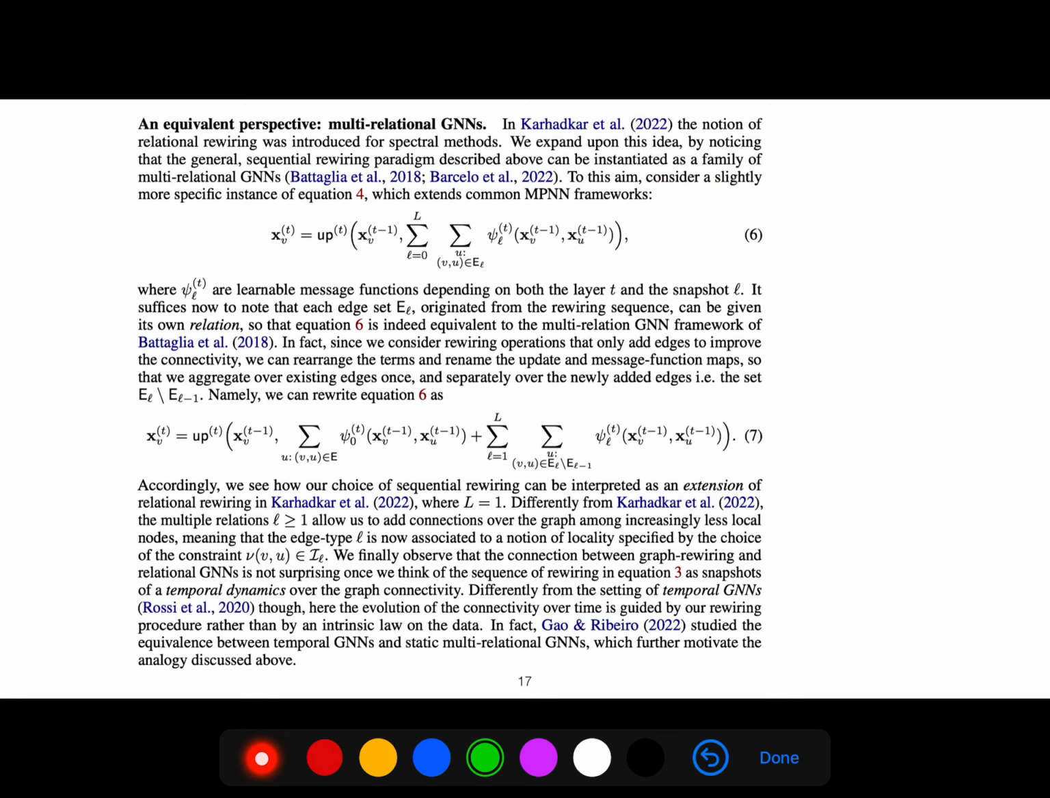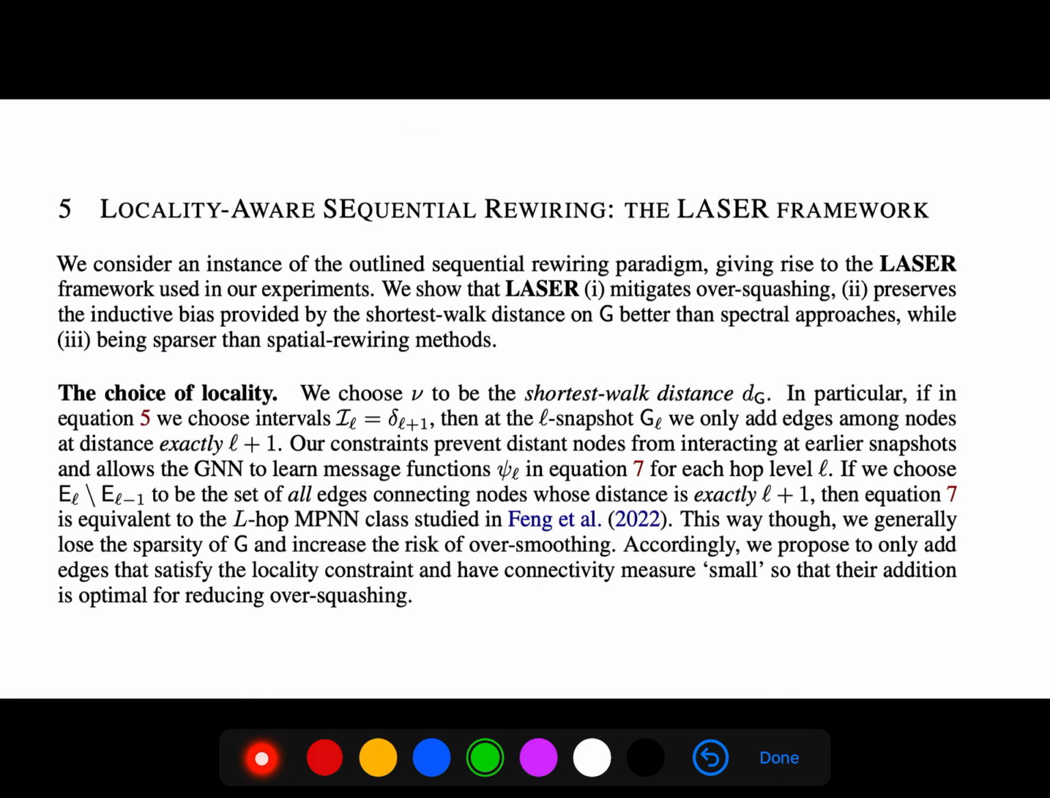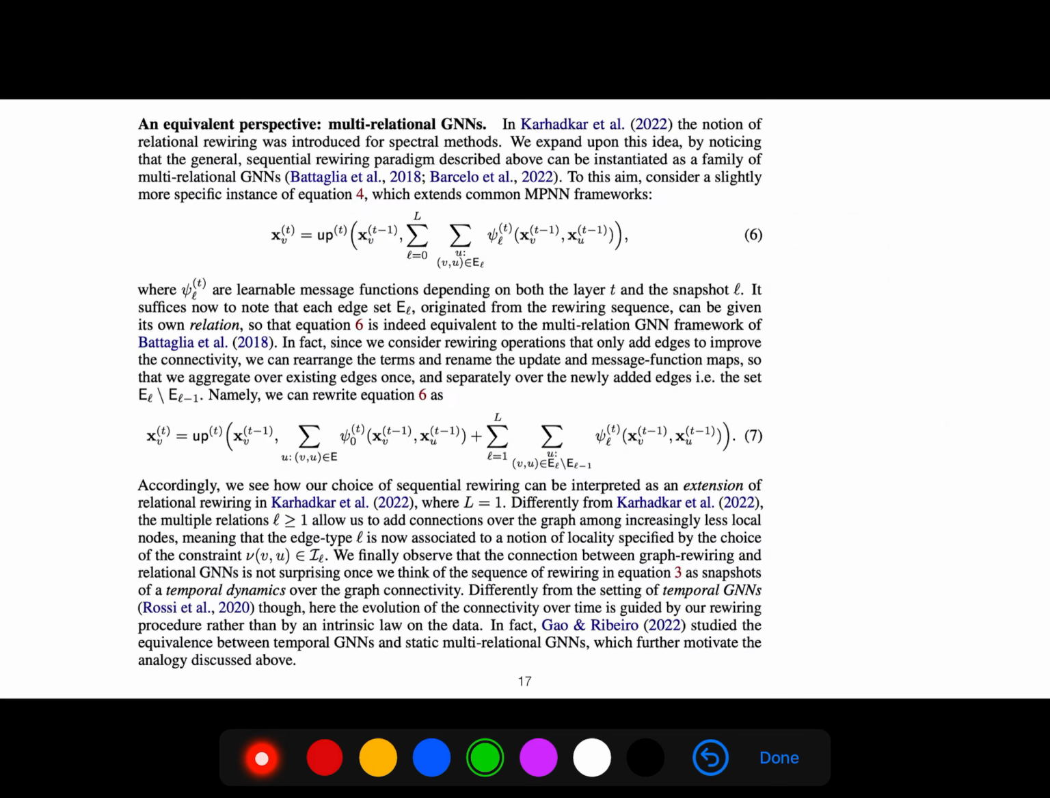We expand this idea of a paper in 2022 by noticing that the general sequential rewiring paradigm can be instantiated as a family of multi-relational graph neural networks. And so we rewrite this equation like this. So we see how our choice of sequential rewiring can be interpreted as an extension of relational rewiring.